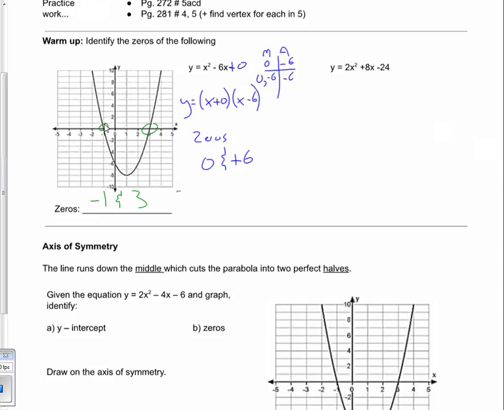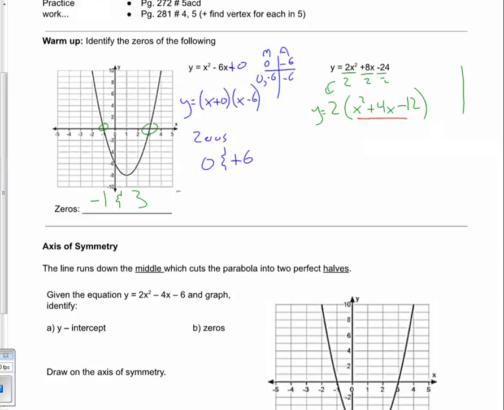And then finally, in this example on the right-hand side, we can factor this as well. What we notice is that the a value is not +1. In fact, it's +2, which means that we have to divide all three terms by +2 in order to factor that out. If we do that, we end up with y equal to 2 times x squared plus 4x minus 12. Then we're going to factor this trinomial piece.